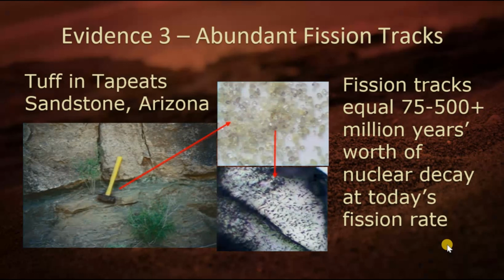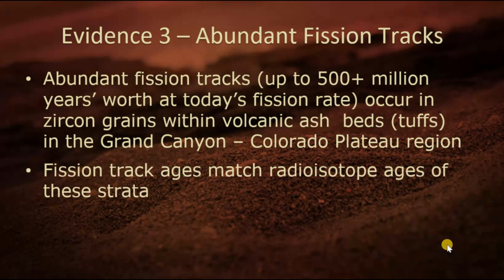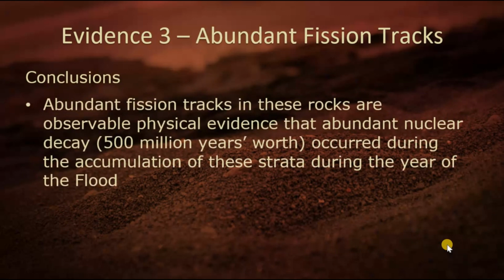So, and this is at the bottom of the global flood sequence. So we see abundant fission tracks, up to 500 million years worth at today's fission rate, in those zircon grains within the volcanic ash beds in the Grand Canyon and Colorado Plateau region. So the fission track ages match the radioisotope ages of these strata. So conclusions: abundant fission tracks in these rocks are observable physical evidence that abundant nuclear decay, 500 million years worth, occurred during the accumulation of strata during the year of the flood.